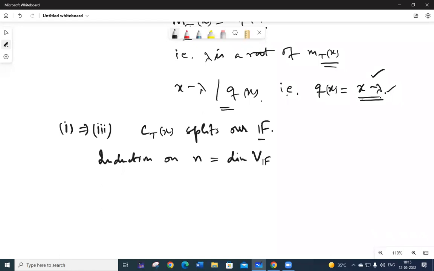If N is 1, then obviously the statement is true. T is any operator, then what would be the matrix of T? It is a 1 by 1 matrix. In that case, T is triangulable.